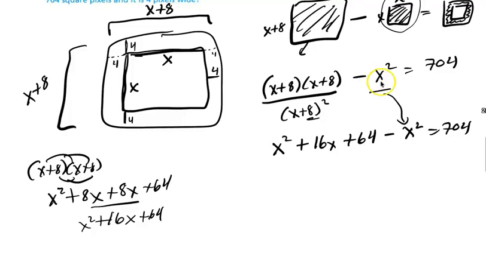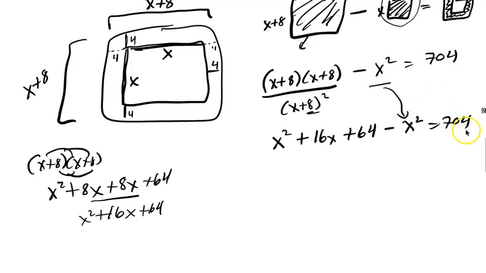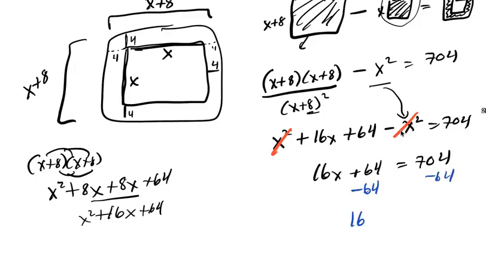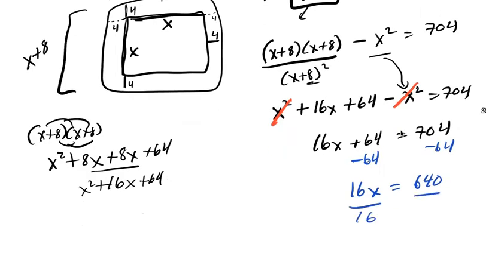Anyway, right here, I brought down the x squared. First thing we do is simplify if we can. In this case, these x squareds cancel out. So we're left with 16x minus 64 equals 704. Next we'll add 64 to both sides. So you get 16x is equal to 768... rather, 16x is equal to 640 after the subtraction, and then we just have to divide by 16. And we get x is equal to 40 pixels.